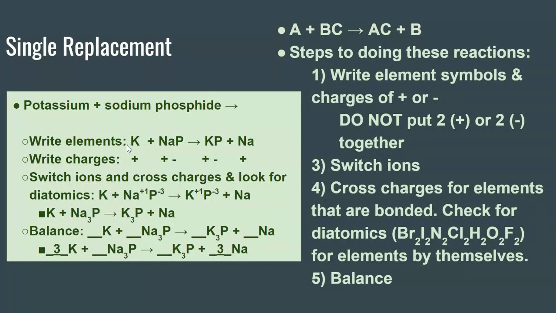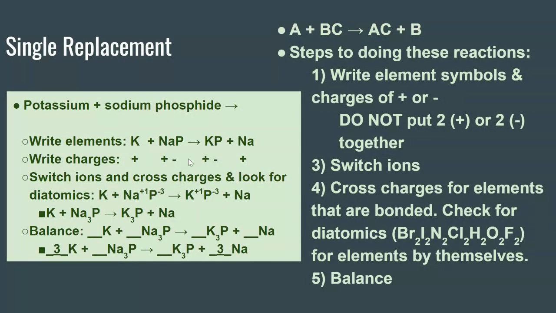So here's an example. We have potassium plus sodium phosphide. So we wrote potassium, K, sodium phosphide, NaP. And then we notice, okay, potassium's positive, sodium's positive, and phosphorus is negative. And how did I know that? I looked at the periodic table. Then I swapped my ions. I put my negative phosphorus with potassium rather than being with sodium. So I just moved my negative ion to where the other positive ion was. So I'm just swapping whatever it is.